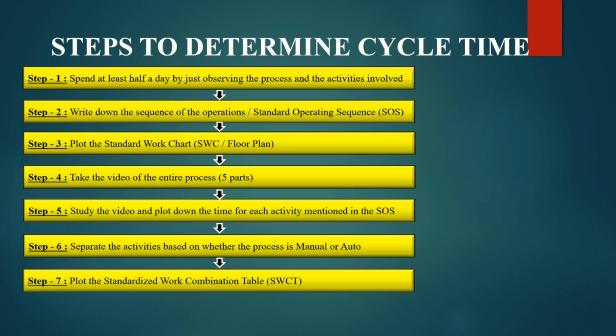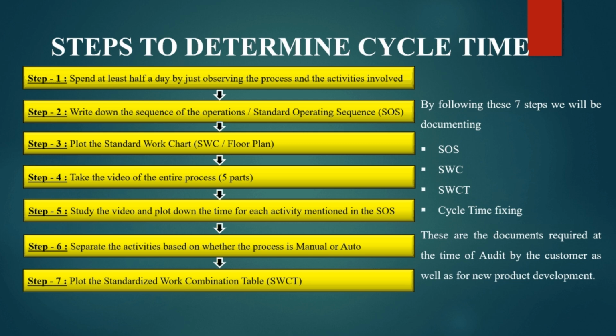These 7 steps we will discuss in the next session, as it will take a lot of time. I would like to go into detail as this is the backbone for any industrial engineer. By following these 7 steps, we'll be documenting a set of documents which are required at the time of audit, either by the customer or by third-party auditors, as well as whenever you are developing a new product. The documents will be SOS, SWC, SWCT, and based on these 3 documents, we'll be fixing the cycle time.